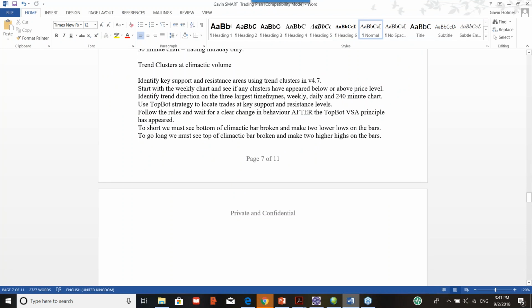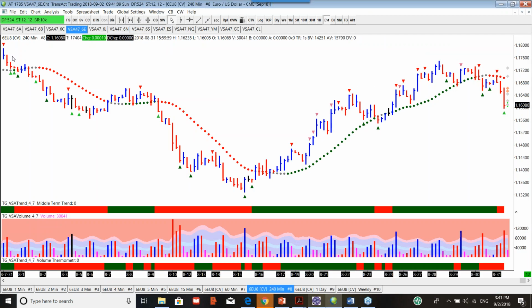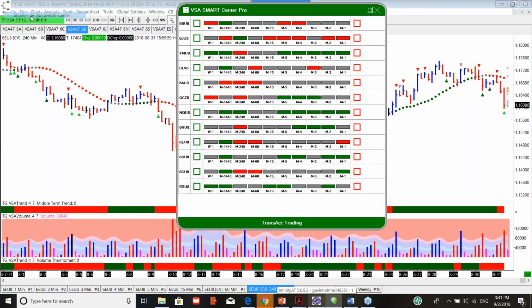Identify the trend direction on the 3 largest time frames: weekly, daily, and 240-minute chart. It's very easy to do. You come up here, you switch on your Smart Center Pro. You look at the right edge and the left edge, you look at the weekly, and in this case, I'm using an 8-hour and a 4-hour chart. But on my other Smart Center Pro, I've got those time frames, the daily as well.